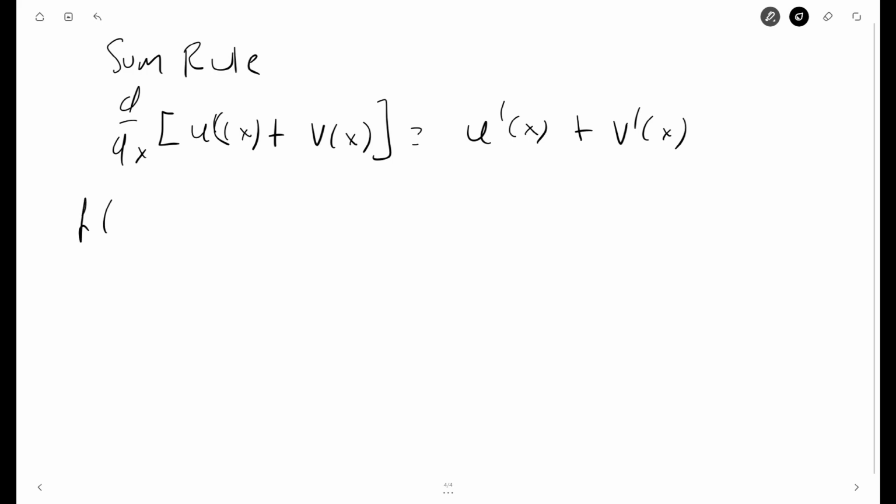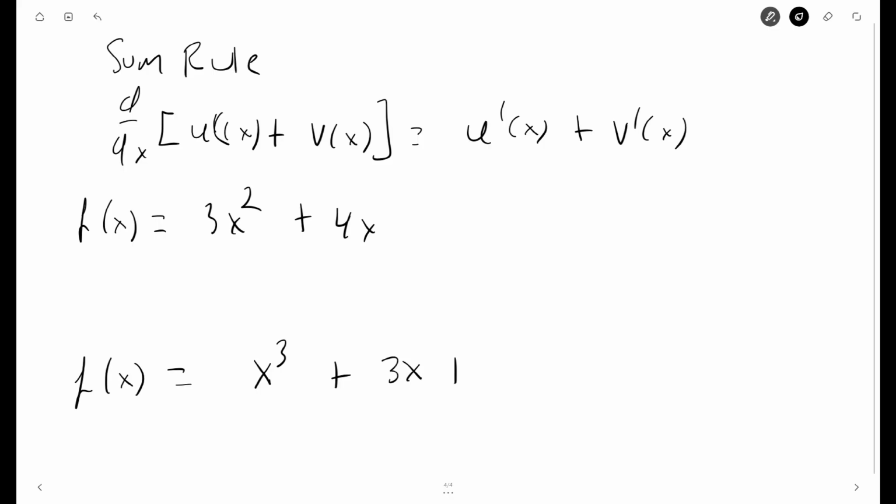One is going to be f of x equal to 3x squared plus 4x, and then I'm going to show you f of x is equal to x cubed plus 3x plus 3.